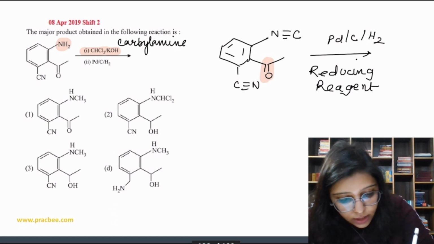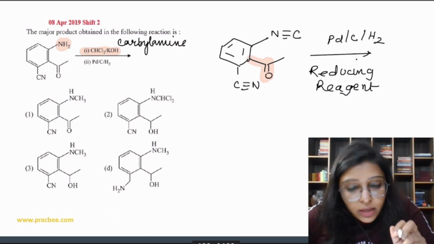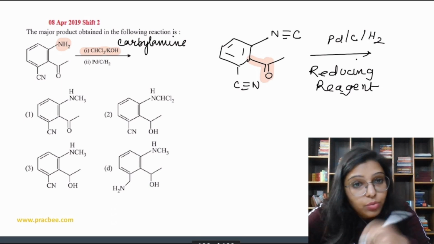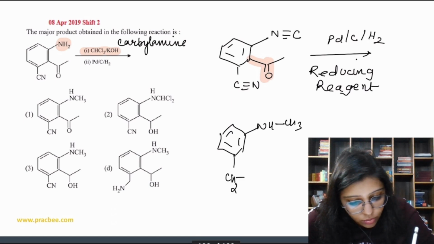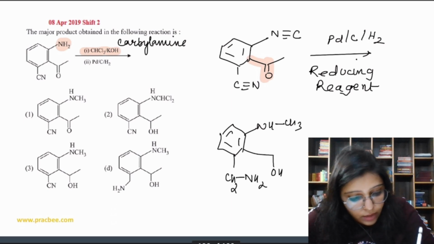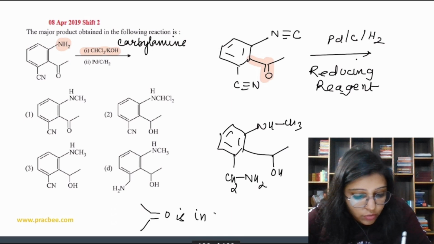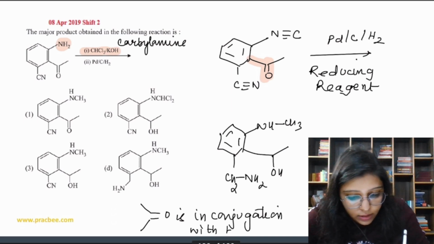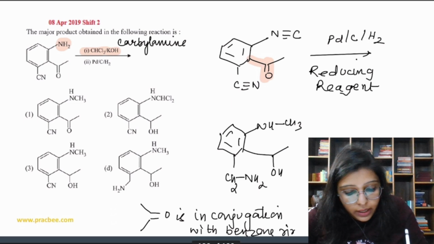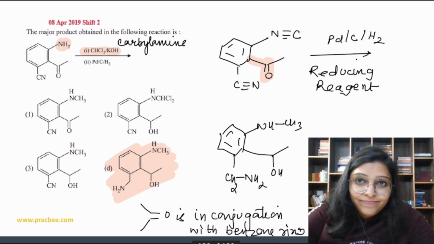So now this carbonyl carbon is in conjugation with the benzene ring, right? So here the keto group is reduced to alcohol. So we get NH, CH3, CH2, NH2, and here we have OH, because the double bond O keto group is in conjugation with the benzene ring. So D is going to be the correct answer. Now next question.